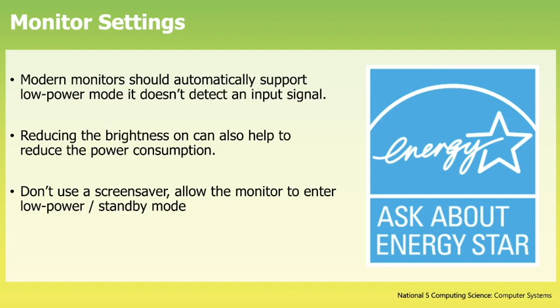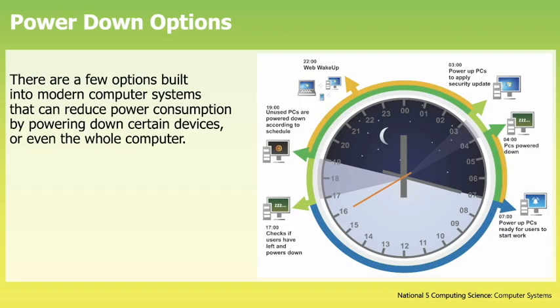It is also important that we don't use screensavers, because this not only takes up processing power from the computer, but it stops the monitor from using its own low power or standby mode settings. There may also be some options built into your computer system that can reduce your power consumption. This could be by powering down certain devices or even the whole computer. So for example, on a Mac, we can power down the hard drive so it doesn't use any electricity.